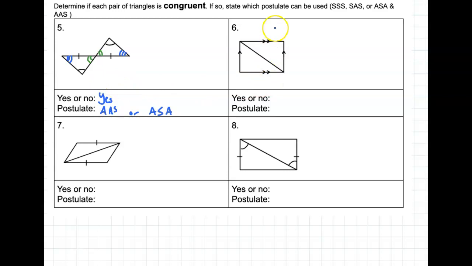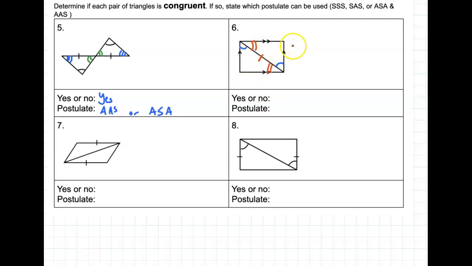Let's look at the next one. We have parallel lines here. Okay, what do we know about these? Well, these angles here are congruent. Okay, and then we have these angles here are congruent. So, and this side is included.